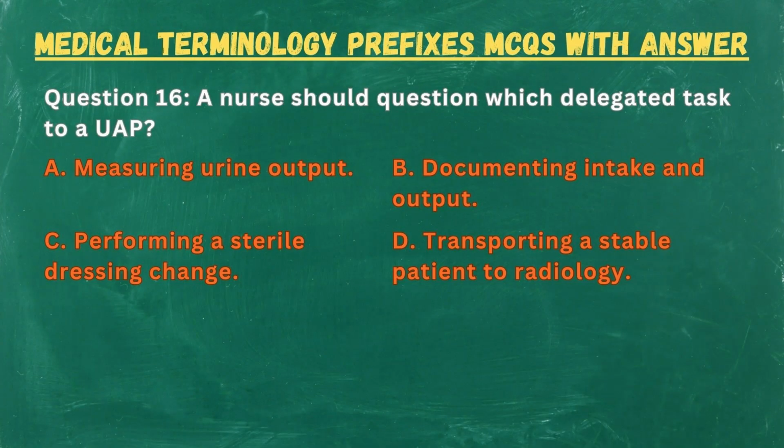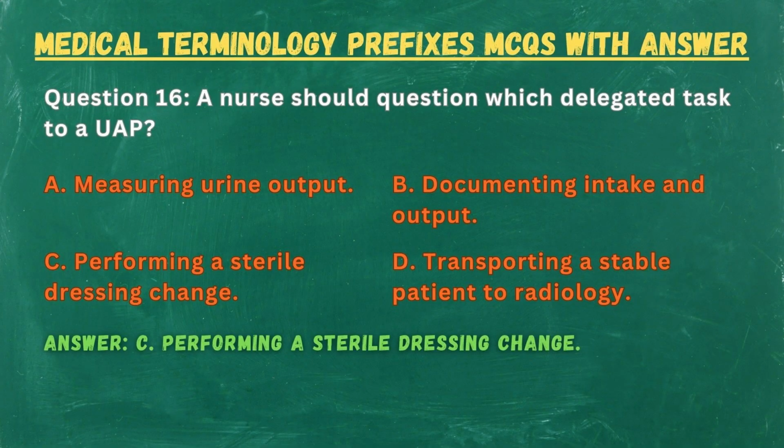Question 16. A nurse should question which delegated task to a UAP? A. Measuring urine output. B. Documenting intake and output. C. Performing a sterile dressing change. D. Transporting a stable patient to radiology. Answer: C. Performing a sterile dressing change.